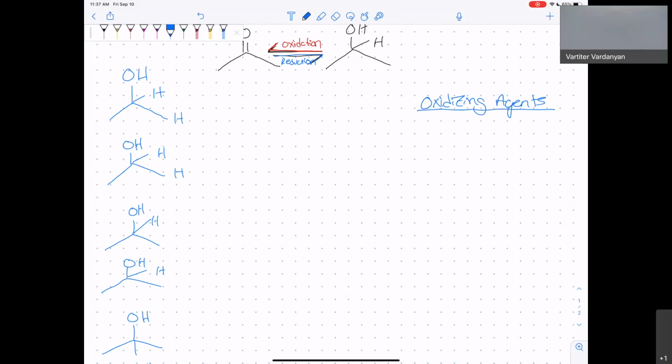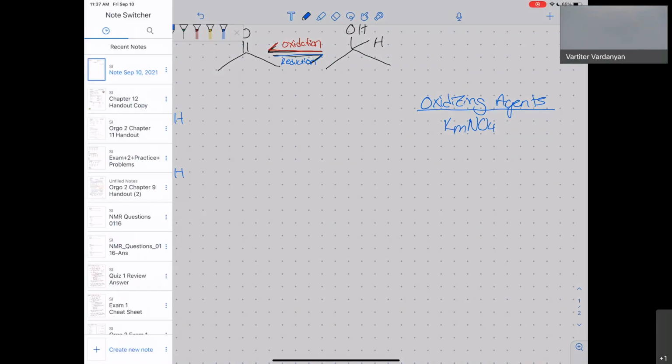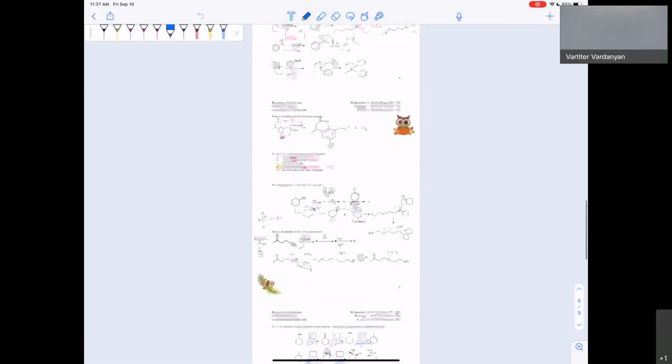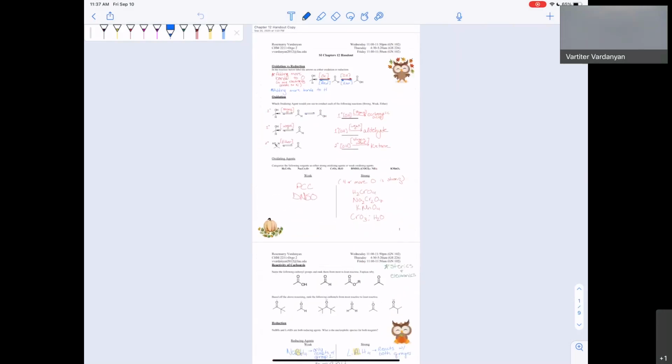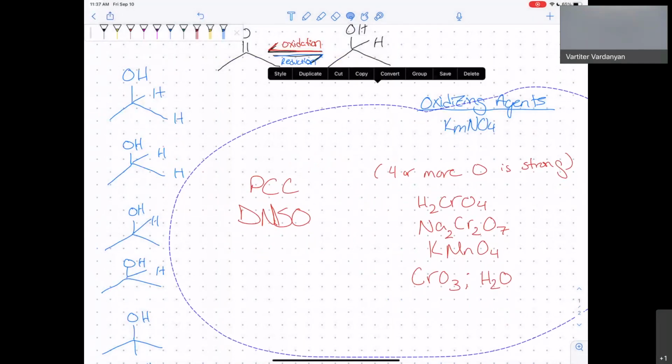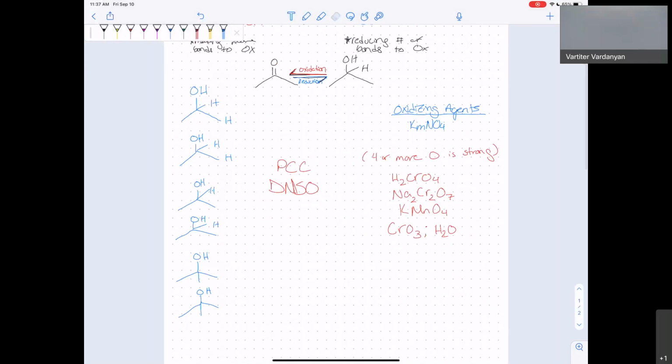Does anyone know any oxidizing agents off the top of their head? KMnO4. Hold on. Okay, so as far as oxidizing agents go, we are going to have strong and we're going to have weak.